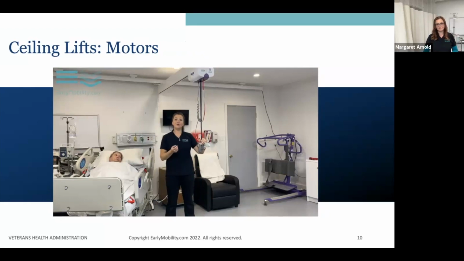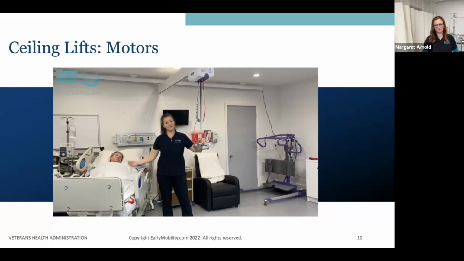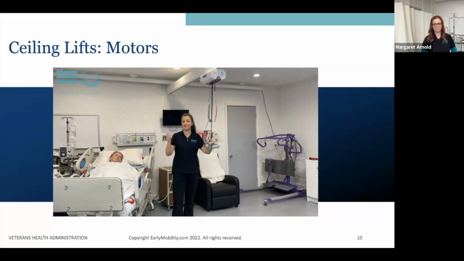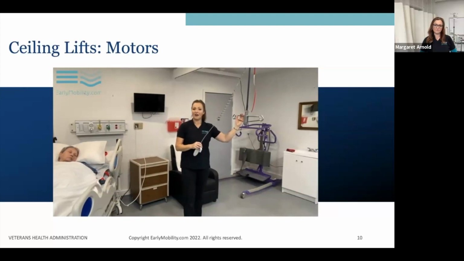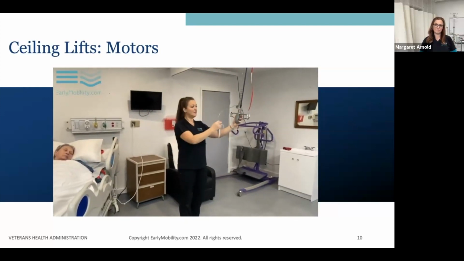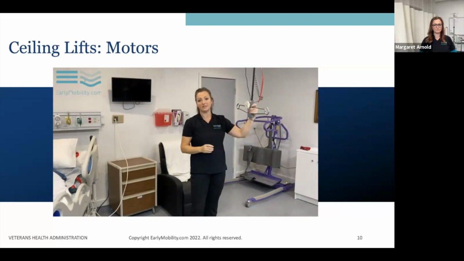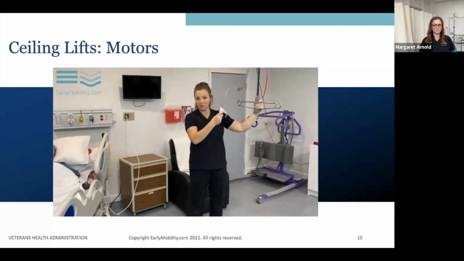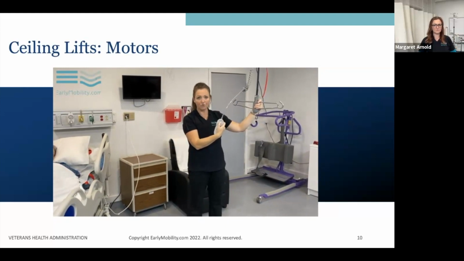Make sure you know the weight capacity of the motor of your lift. There are some times where the weight capacity of a sling may be different from the weight capacity of your lift. You're always going to defer to the lowest weight capacity of any combination of lift and sling that you are using. As far as using and maintaining the ceiling lifts and the motors, know your manufacturer, know obviously how the motor works, the buttons on the hand control.